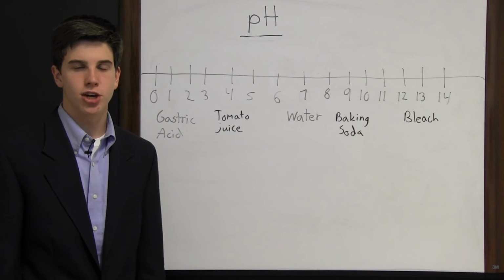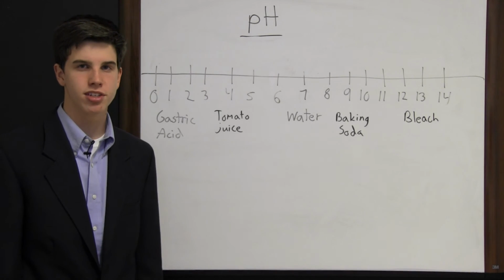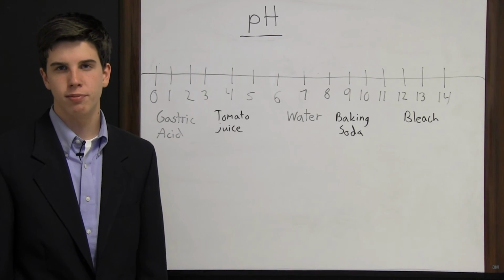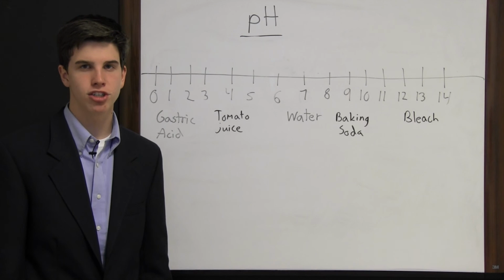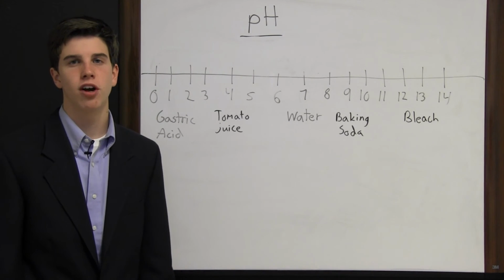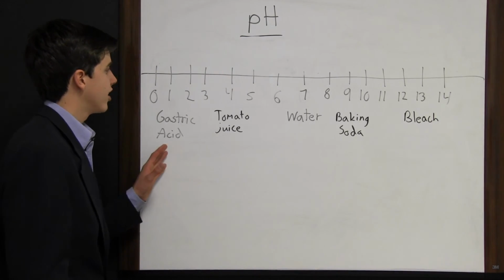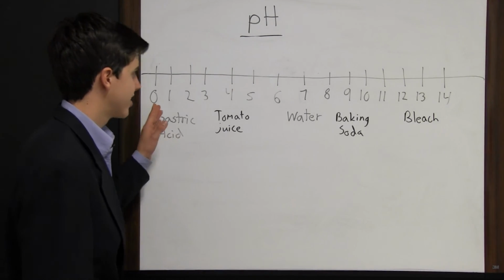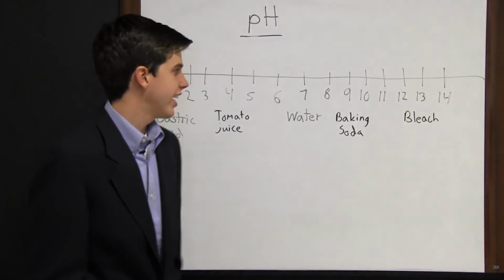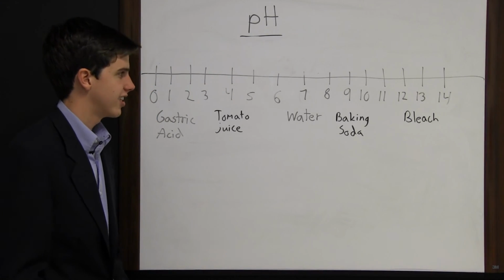pH is basically a measure of how many hydrogen ions are in a substance. pH is very important to many fields such as biology, chemistry, medicine, food science, farming, and water treatment. I've written up here on the board a pH scale ranging from numbers 0 to 14, each indicating the amount of pH in a substance.